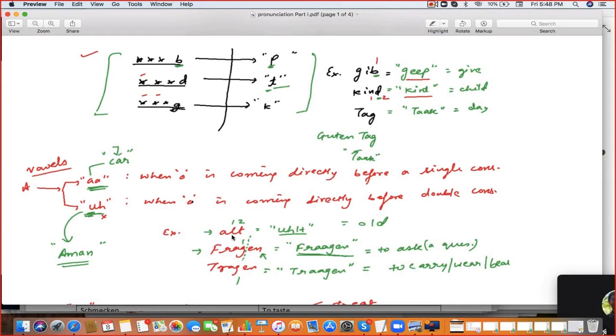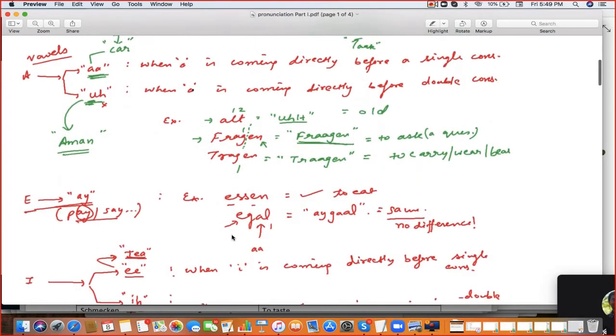Tragen. T-R-A-G-E-N. That will have the sound as tragen. Alt, fragen and tragen. Tell me any doubt in A. So, if it is a single consonant, there is the long A. If there is a double consonant, that means the short A, okay?